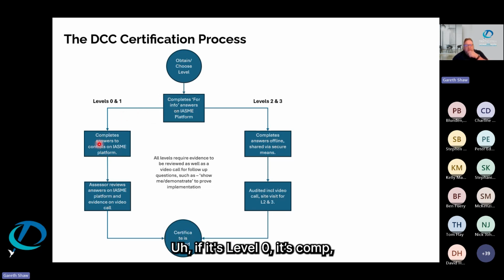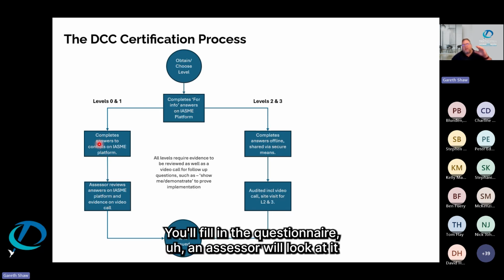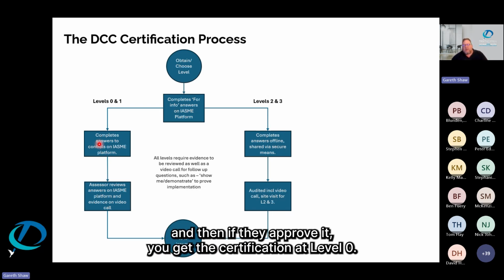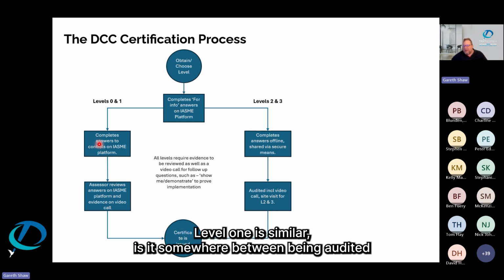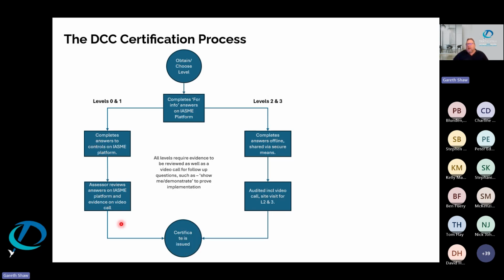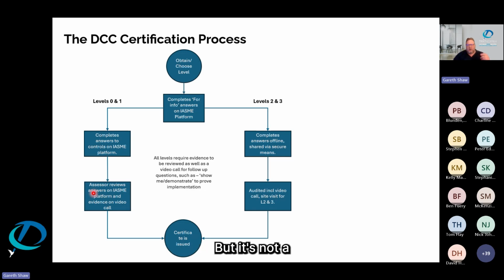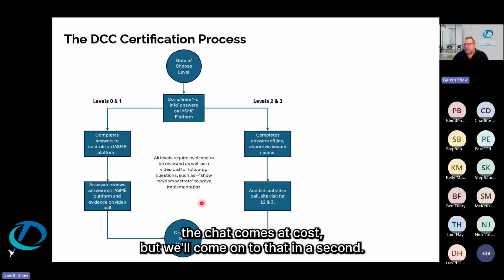If it's level 0, it's complete self-assessment, very much like Cyber Essentials. You'll fill in the questionnaire, an assessor will look at it, and if they approve it, you get the certification at level 0. Level 1 is similar. It's somewhere between being audited and just being assessed, with a bit more granularity, shall we say. So there'll be some Teams calls where they might ask to see some evidence, but it's not a full audit. Levels 2 and 3 are fully audited. Now that, as someone's put in the chat, comes at a cost, but we'll come on to that in a second.